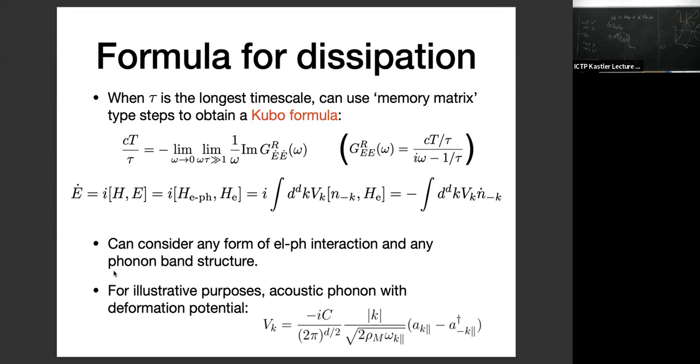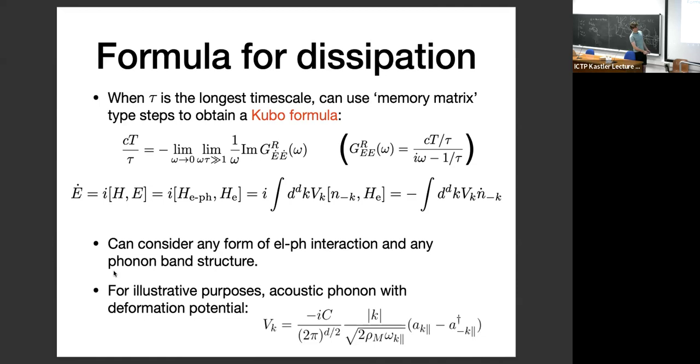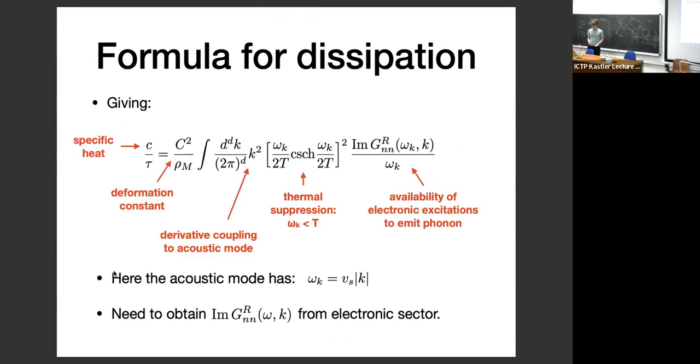Okay, so I'll show you. I think this will become clearer in a second. For elucidative purposes, not essential, we can consider the simplest case: an acoustic phonon that has this deformation potential coupling. That means the electron phonon coupling is acoustic, so it's linear in K. This is the textbook coupling of electrons and phonons. So I now take this electron phonon coupling and calculate this Green's function for an arbitrary electronic system.